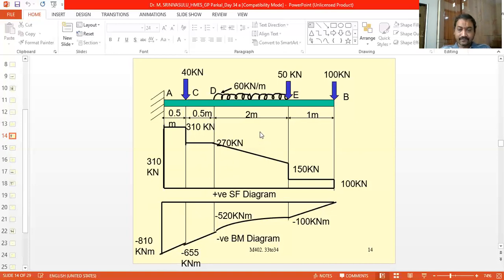And here, because of this UDL, the shape of the curve is like a straight line here. So this is the shear force diagram for the given problem. Now coming to the bending moment diagram. So now to find out the bending moment, we have to take the moments about that point.